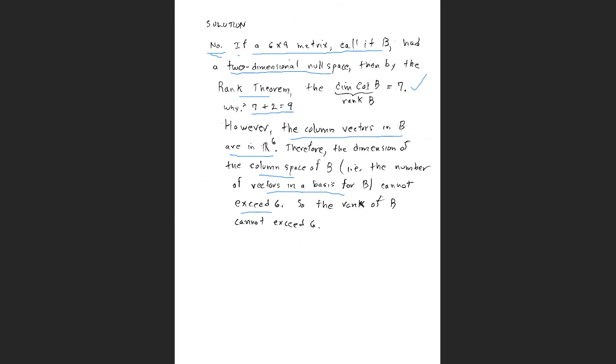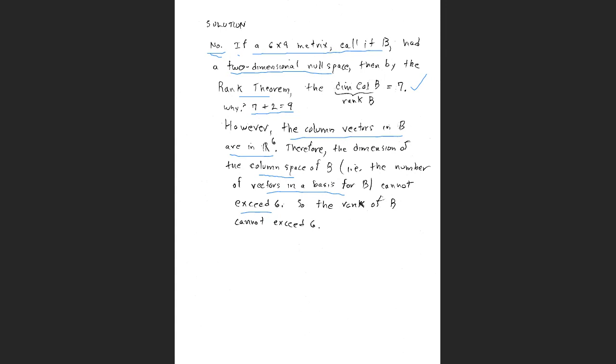No, Sega, if it were 6x8, oh, wait, hold on. Okay, so Sega is asking, what if we had a 6x8 matrix instead of a 6x9 matrix? In that case, you could have a two-dimensional null space, because the dimension of the column space could be, I want to say it the right way.